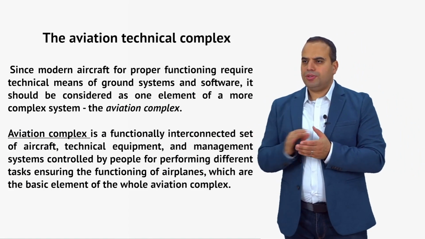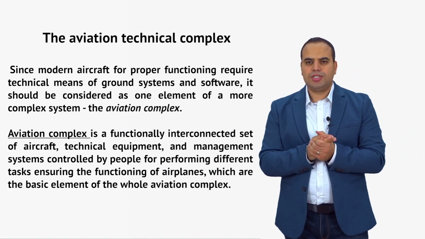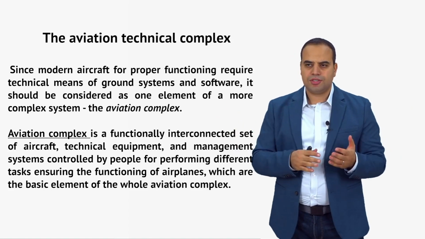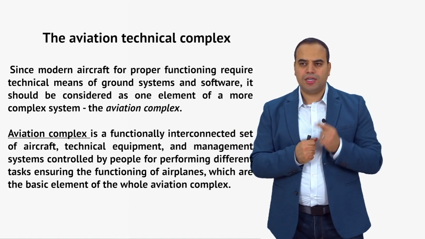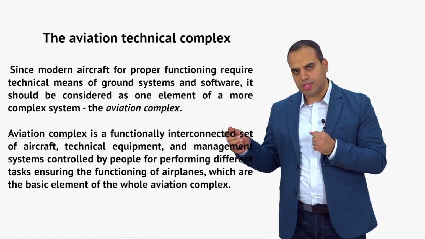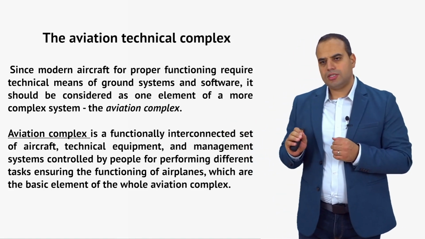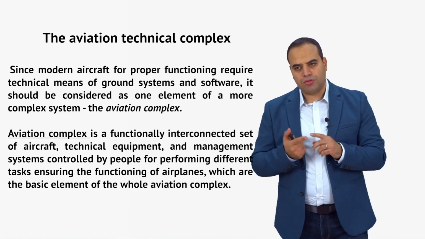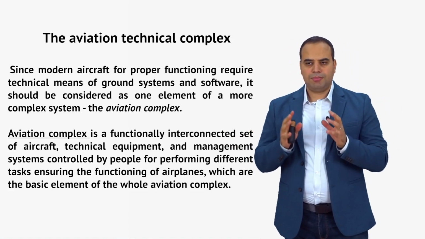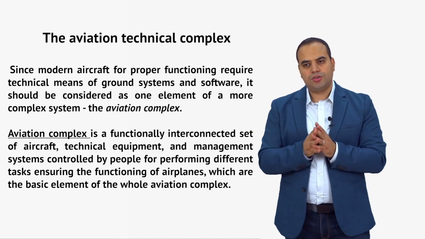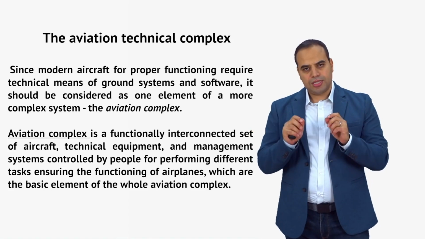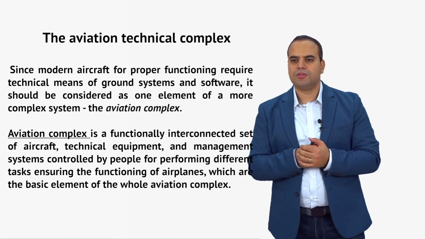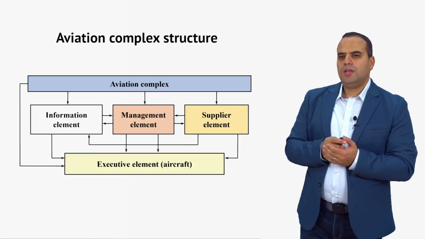So let's give it a proper definition and summarize the idea. Since modern aircraft for proper functioning require technical means of ground systems and software, it should be considered as one element of a more complex system, which is known as the aviation complex. And the aviation complex itself can be defined as a functionally interconnected set of aircraft, technical equipment, management systems controlled by people for performing different tasks, ensuring the functioning of airplanes, which are the basic elements of the whole aviation complex. So the aircraft is of course a central element of this complex.